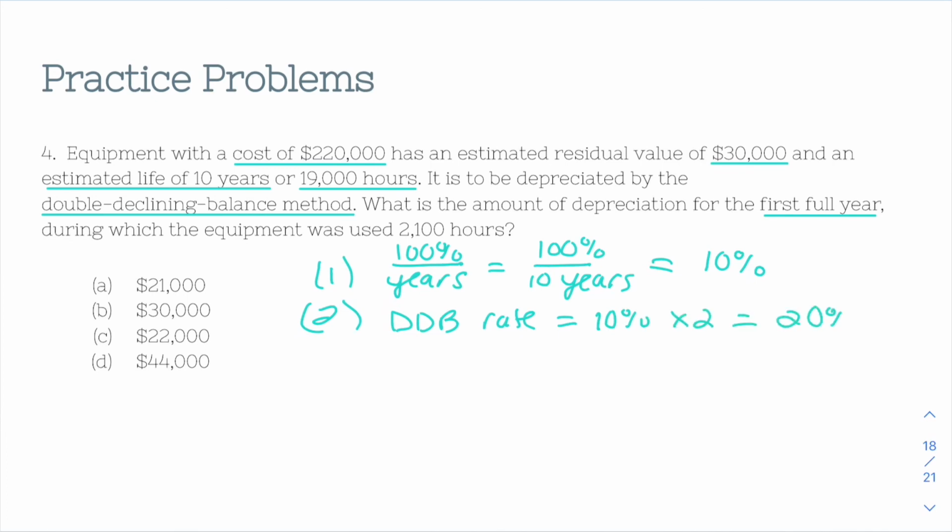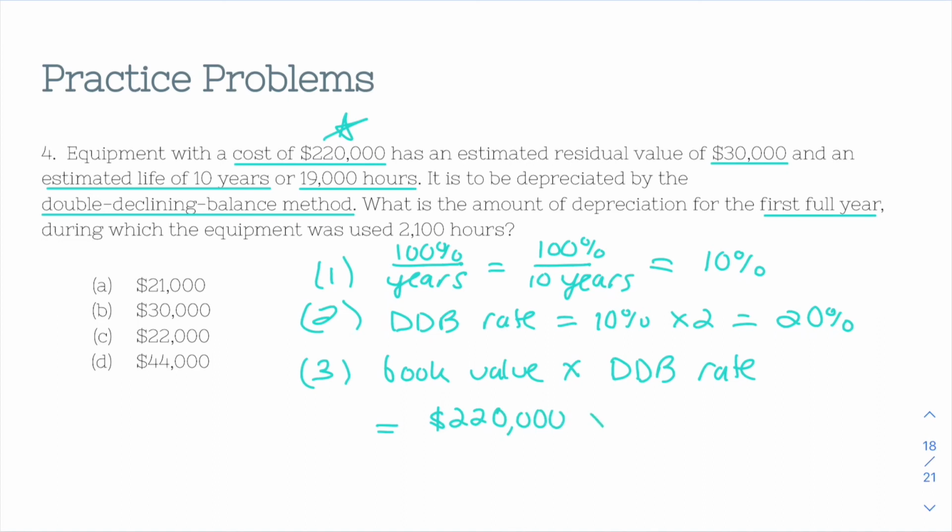And then 3, we're going to multiply our book value times the double declining balance rate. So for year 1, our book value is just going to be our initial cost because we haven't depreciated anything yet. So $220,000 times our 20% double declining balance rate, that is going to get us a depreciation expense of $44,000 for year 1.